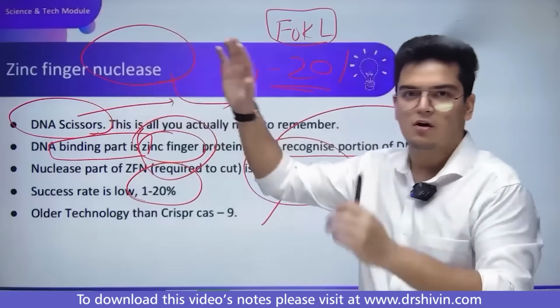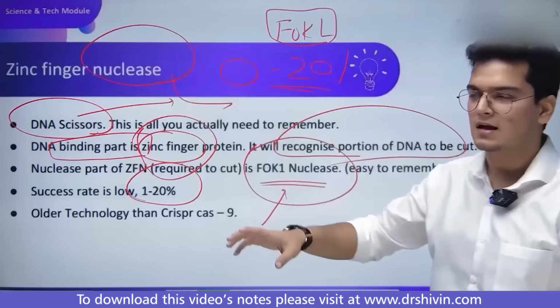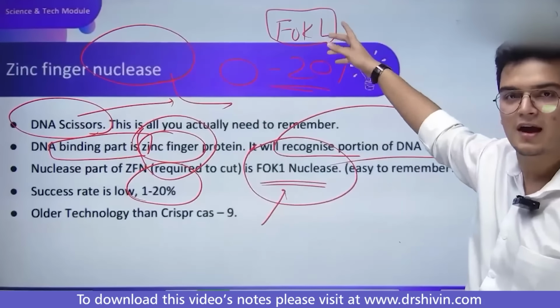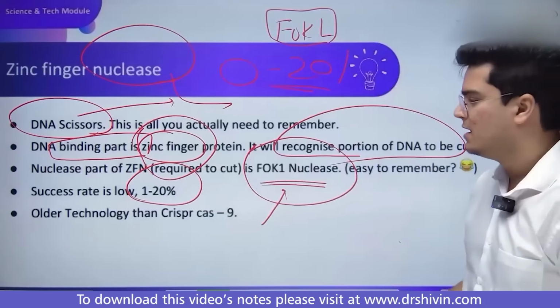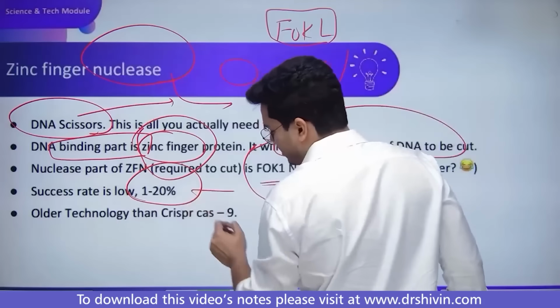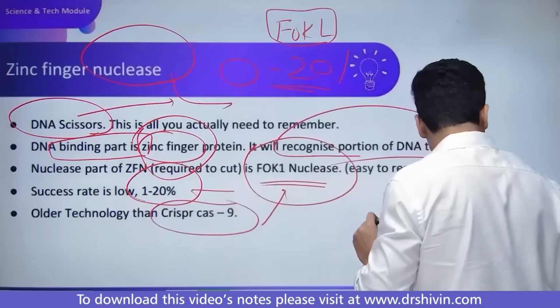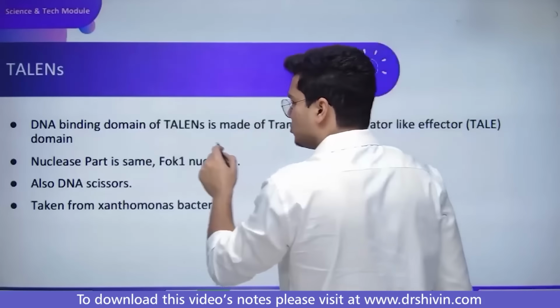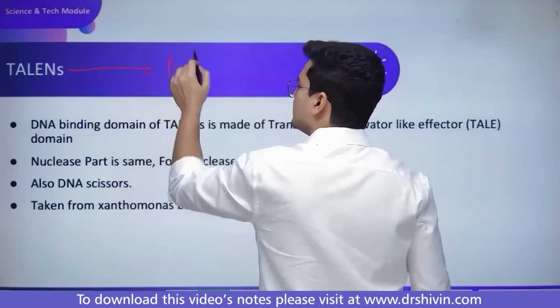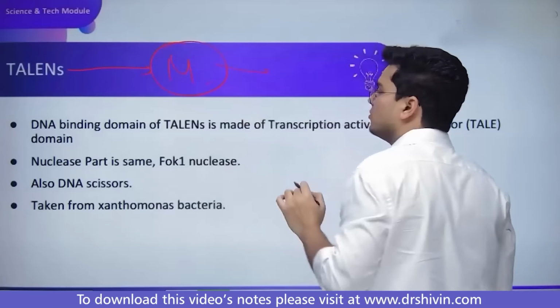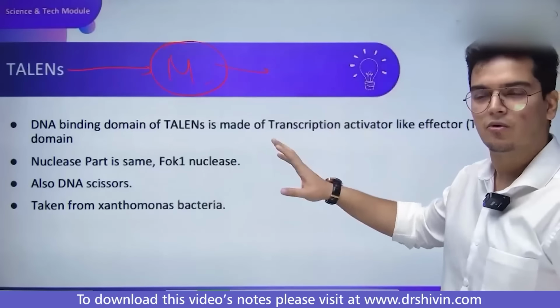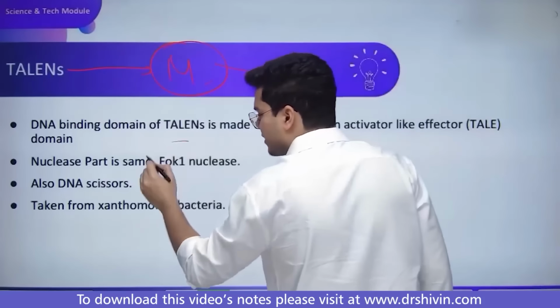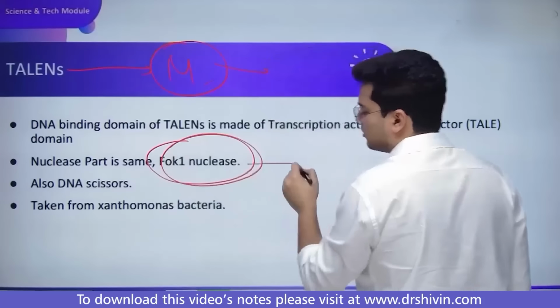The zinc is for recognition, nuclease is for cutting. The nuclease is called FokI nuclease or Fok1 nuclease. It has a low success rate. It is an older technology than CRISPR-Cas9. Second is TALEN. TALEN is also a molecular scissor with the same problem as zinc finger nuclease, that the success rate is low. Other similarity with zinc finger nuclease is that the nuclease is also similar here.